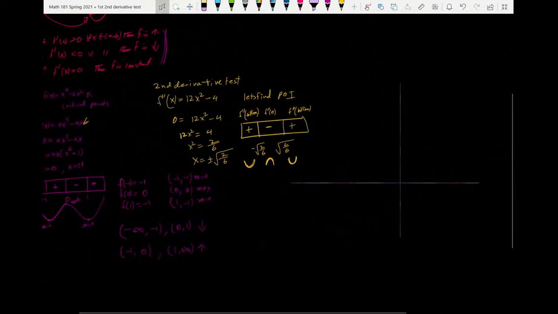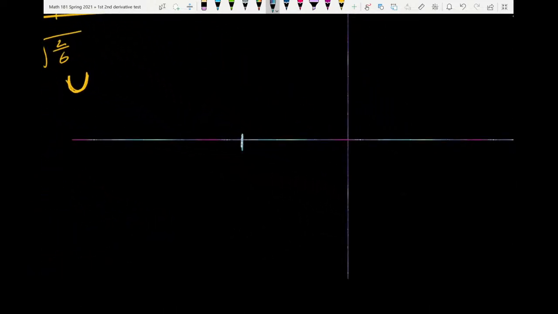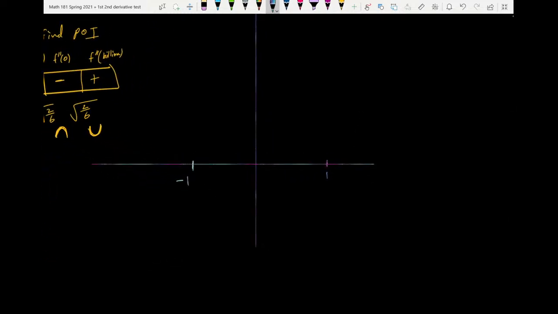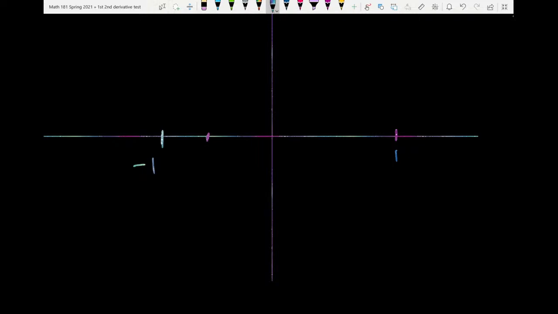What are my critical points? Let's do it this way: -1, 0, and +1. What is negative square root of 2 over 6? Let me use the calculator right now. Oh, it's 0.57 roughly. So it's going to be roughly right over here. That's negative square root of 2 over 6, and right over here positive square root of 2 over 6.